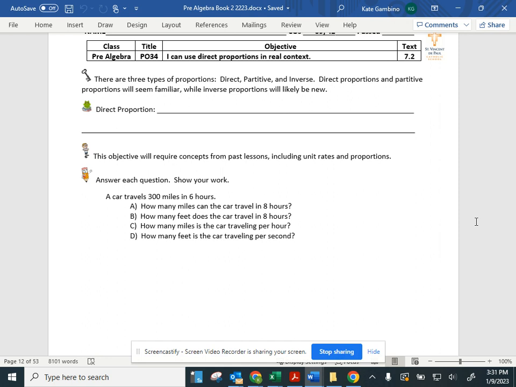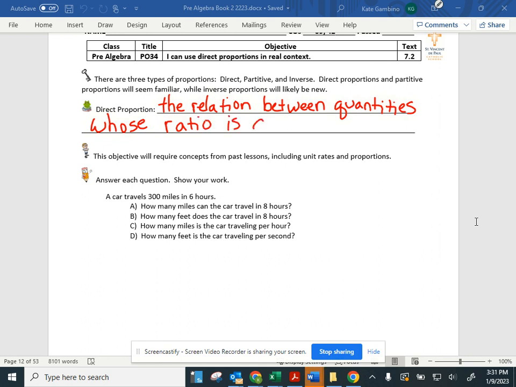So first, let's define our direct proportion. It is the relation between quantities whose ratio is constant. So we're going back to those ratios. So it's good that we have a good understanding of our ratios so we know how to do this objective. So this objective will require concepts from past lessons, including unit rates and proportions.